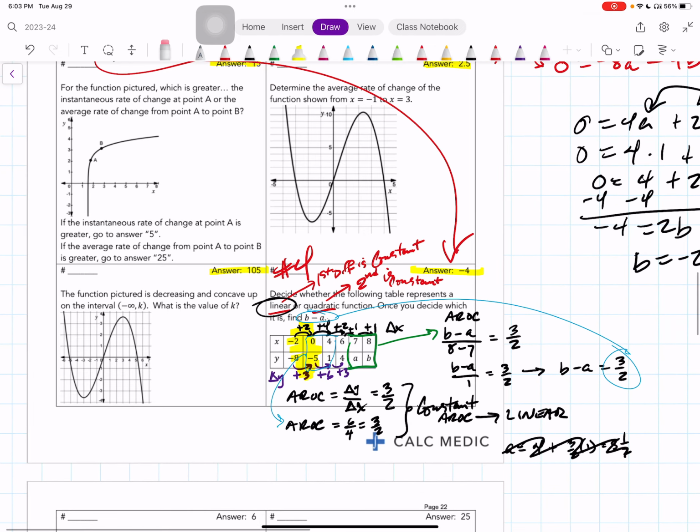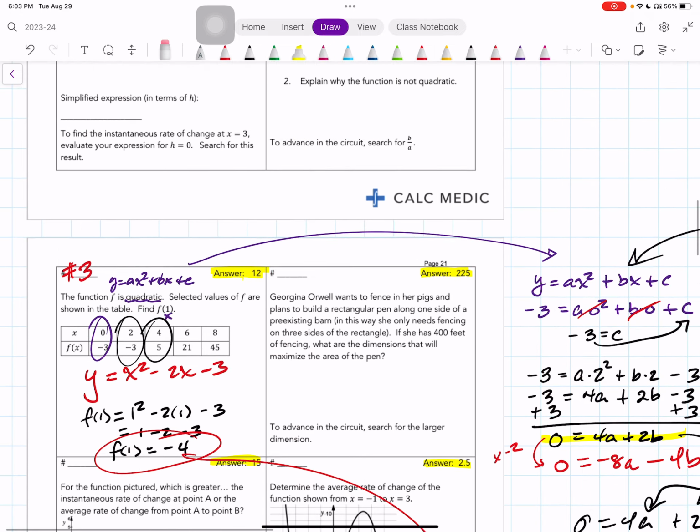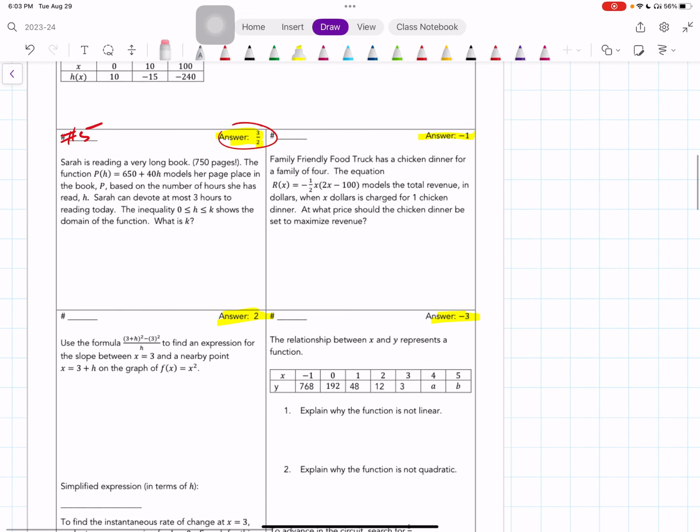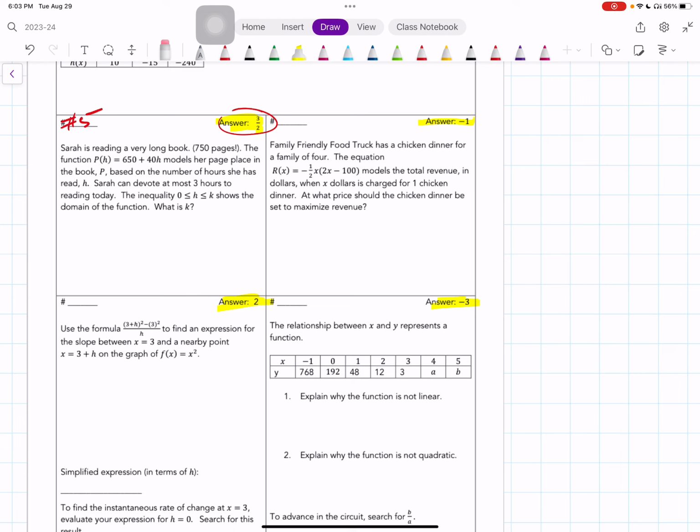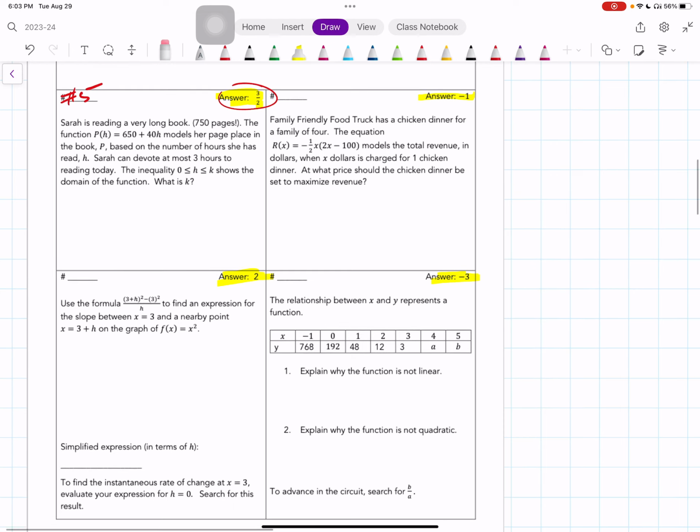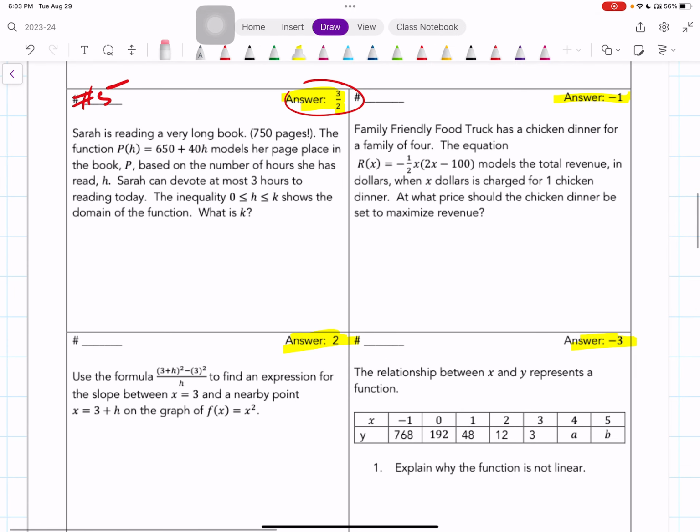So right now, because the answer is 3/2, I have to go find that as an answer. So I'm going to go back up here, and oh, voila. See this problem here, the Sarah problem, that has an answer of 3/2. So that is number 5, and this is where I'm going to begin. So here we go.